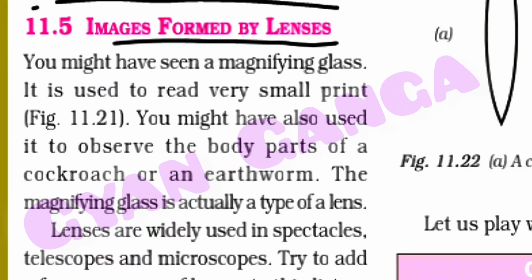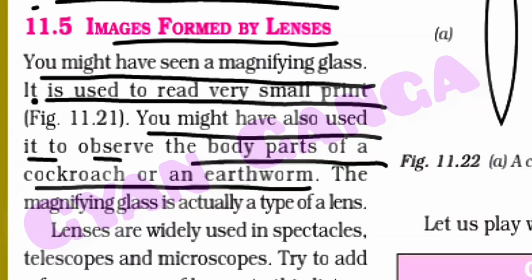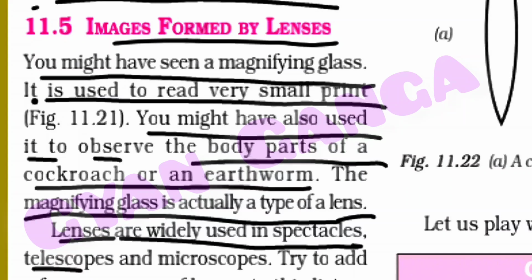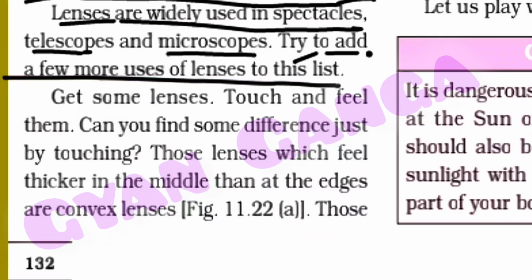Image formed by lenses. You might have seen a magnifying glass. It is used to read very small print. You might have also used it to observe the body parts of a cockroach or an earthworm. The magnifying glass is actually a type of lens. Lenses are widely used in spectacles, telescopes, and microscopes. Try to add a few more uses of lenses to this list.